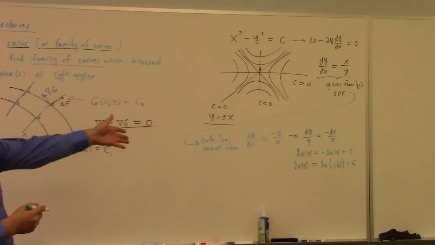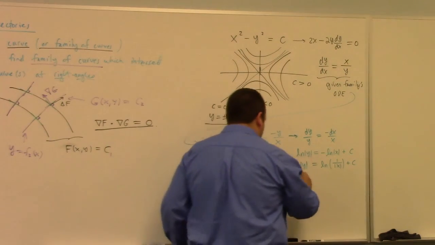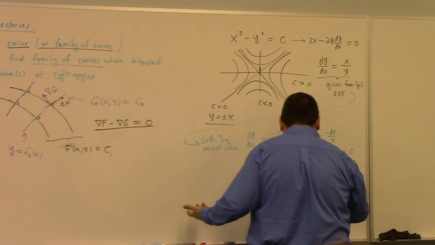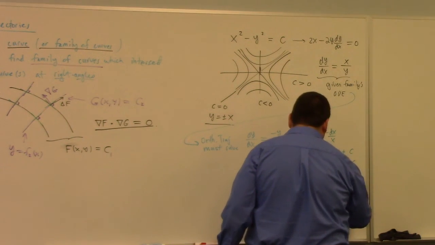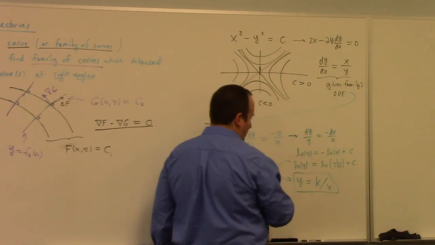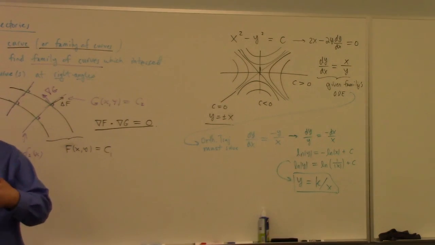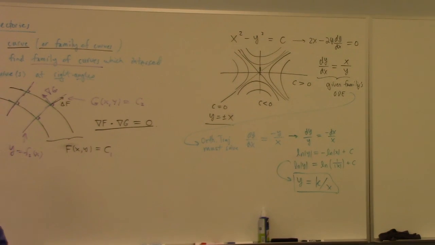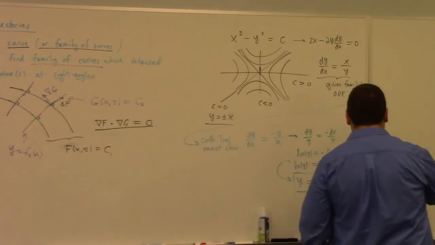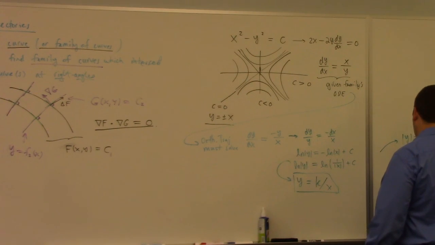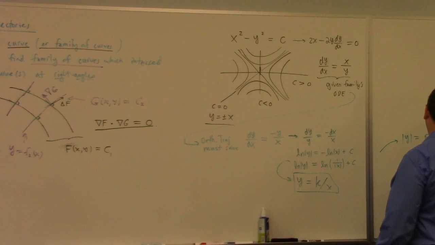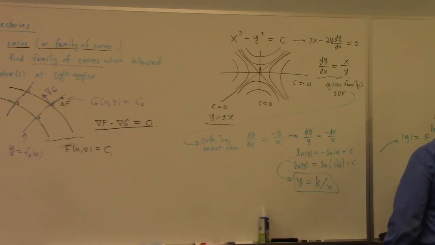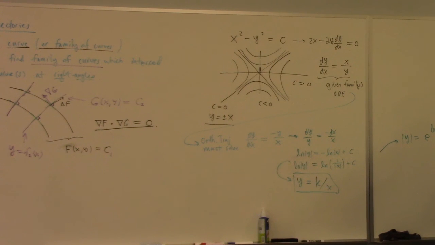Anyway, so solve that. Exponentiate both sides. What do you get? y equals some constant, let's say k, divided by x. You exponentiate both sides, that would give you e to the plus or minus the natural log of the absolute value. Here are the steps I'm skipping, sorry. The absolute value of y is equal to e to the natural log of 1 over the absolute value of x plus a constant, which is equal to e to a constant divided by the absolute value of x. And so that implies that y is equal to plus or minus e to a constant over the absolute value of x.